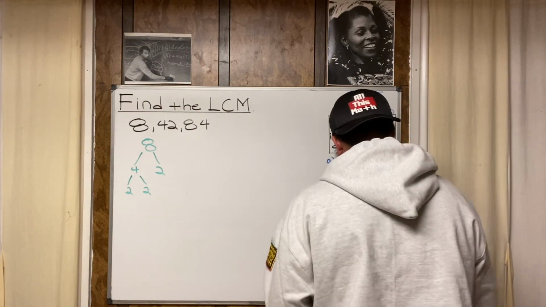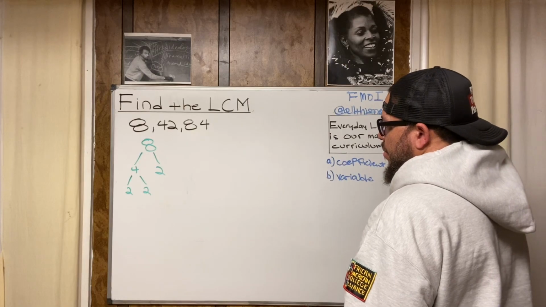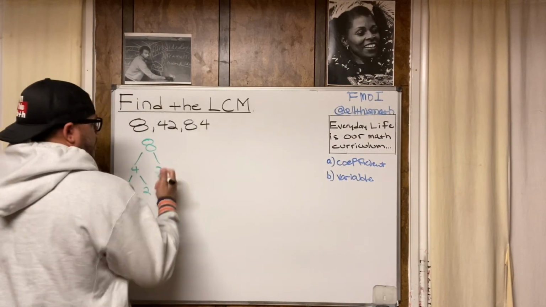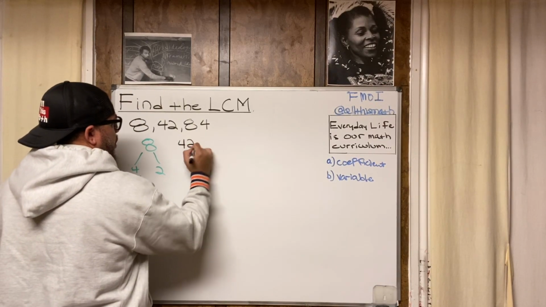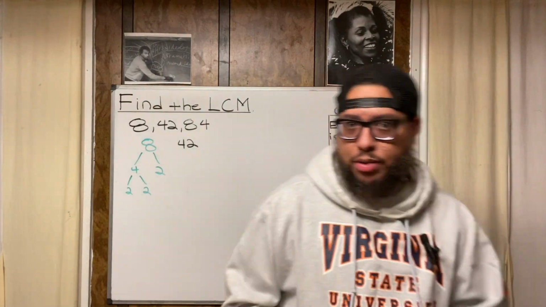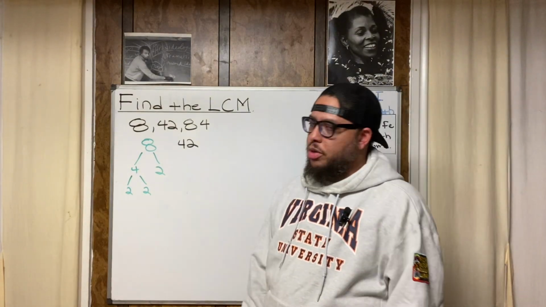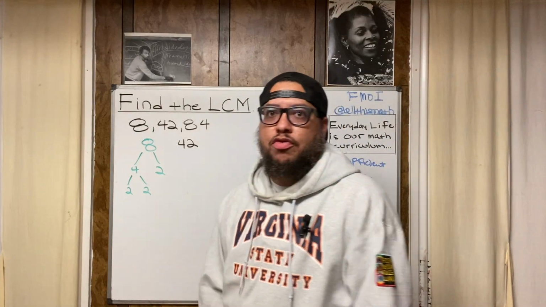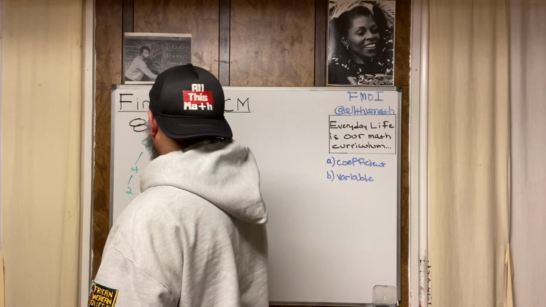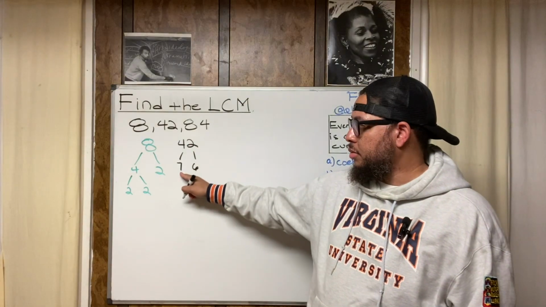Why don't I pick another color for 42? Let's do 42, and let's break 42 down. This is why it's good to know your multiplication facts from memory, because I can just pick any 2 factors of 42. What about 7 times 6? I know 42 is equal to 7 times 6, so I'm going to break it down into 7 and 6. Now 7 is a prime number, so we can't decompose that anymore. We're done with 7.